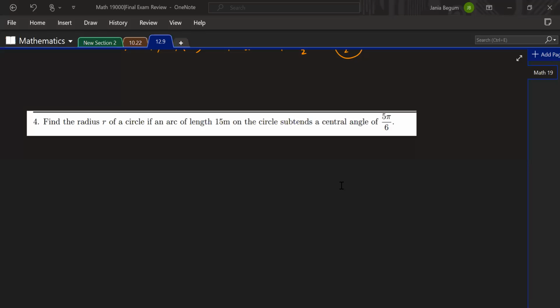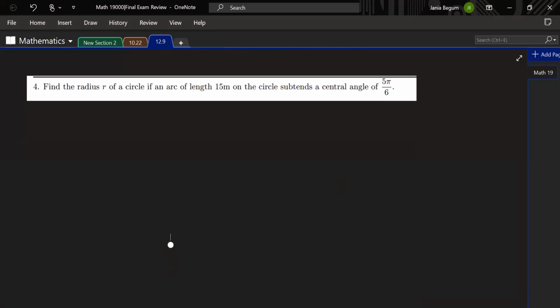So in this case, we're, oh, hold on. Okay, can you guys see my OneNote? Yeah, we can. Okay, thanks.